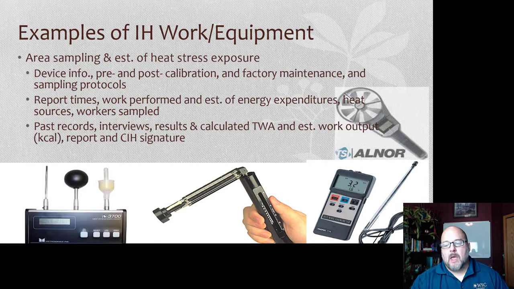This equipment is for heat stress. The bottom left is a heat stress monitor. It monitors dry bulb temp, wet bulb temp, and globe temp, which is radiant heat, like from the sun or certain lamps. Bottom middle is a sling psychrometer, and that's a quick way to get wet bulb and dry bulb in order to calculate relative humidity.